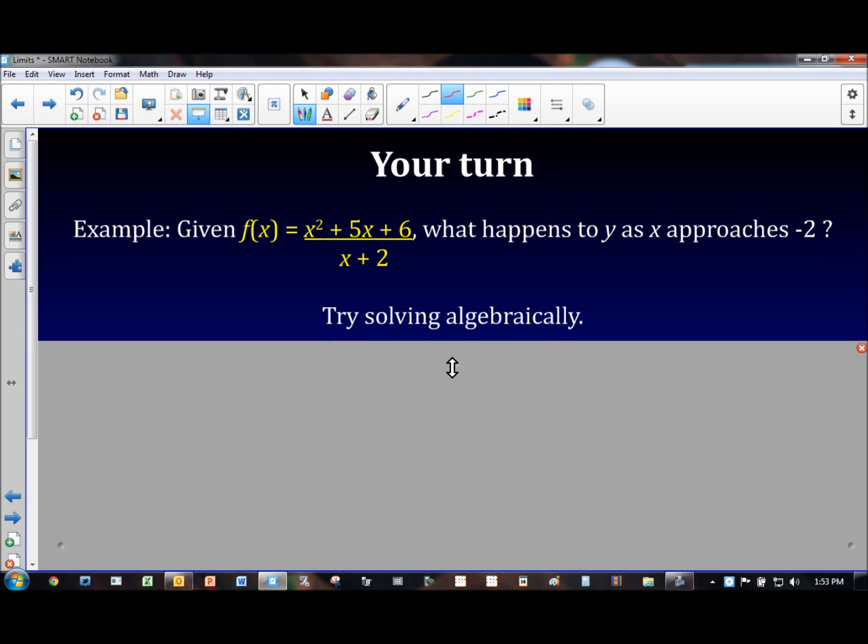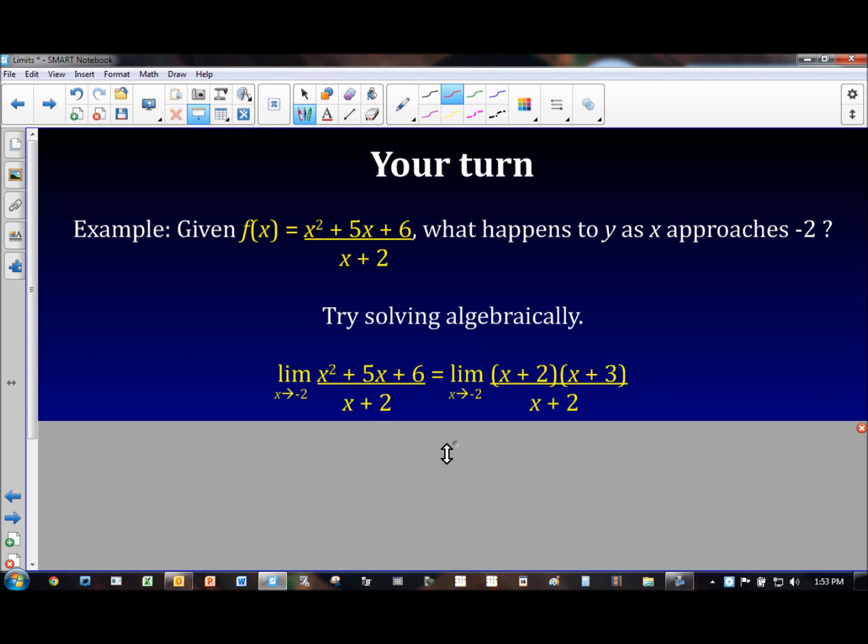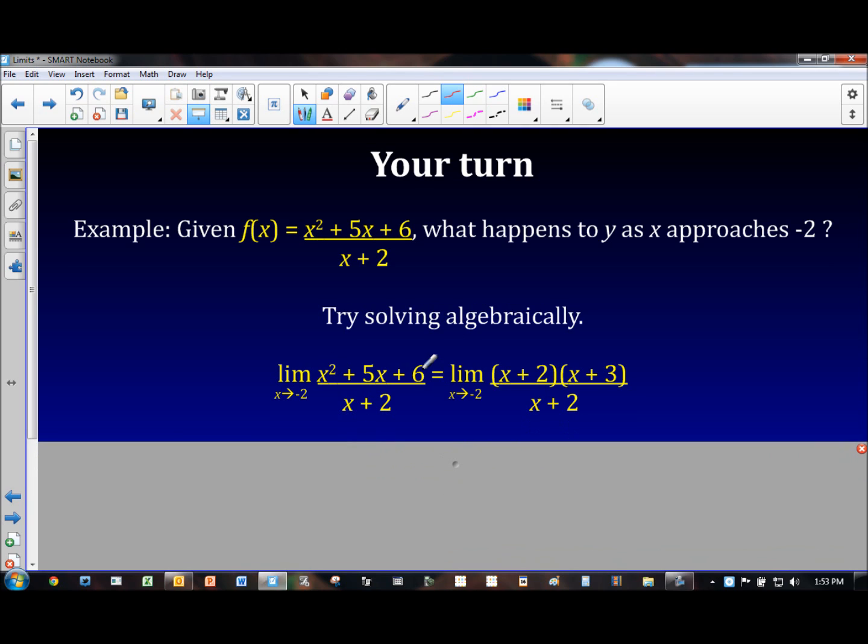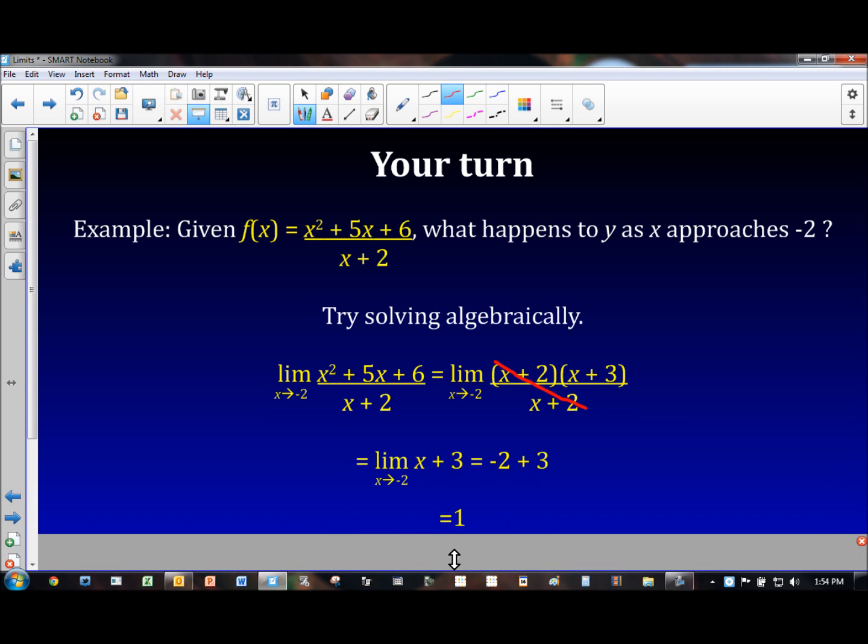All right, so let's look and see. I gave you something that was factorable on purpose. So the top can be factored into x plus 2 times x plus 3. I'm looking at x as it approaches negative 2. I can only cross out the x plus 2's if they are not equal to 0. And that only happens at x equals negative 2. But remember what I said before, x is not going to equal negative 2. It's taking on values that are close to negative 2, but not actually there. So I can go ahead and cross those out, and I'm left with a function of x plus 3. And that's something that I can plug negative 2 into, and I will get a y value of 1.